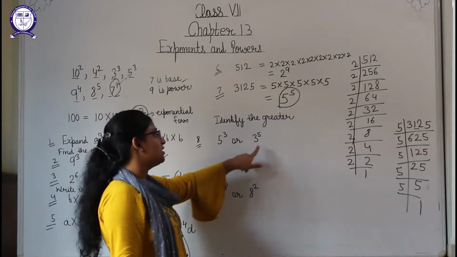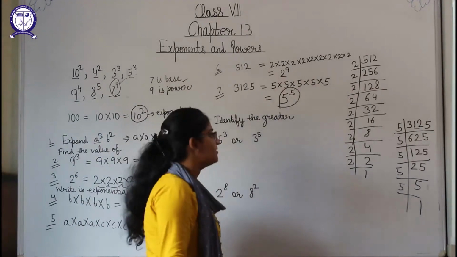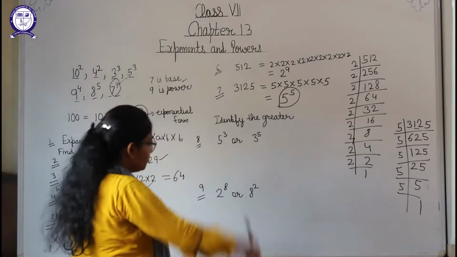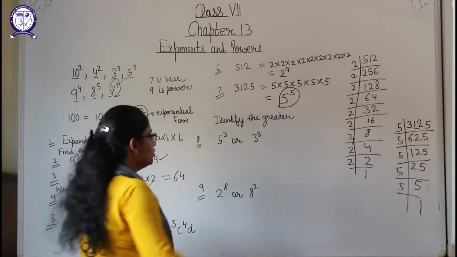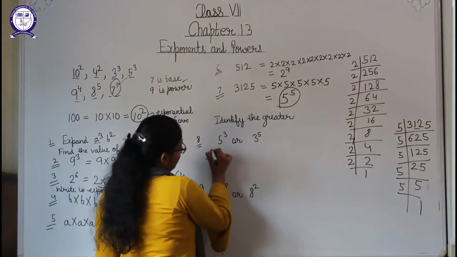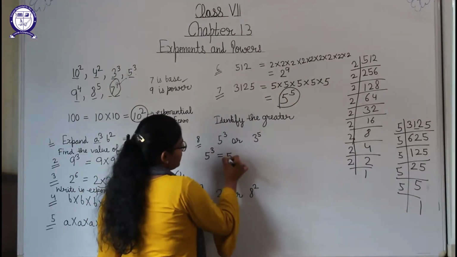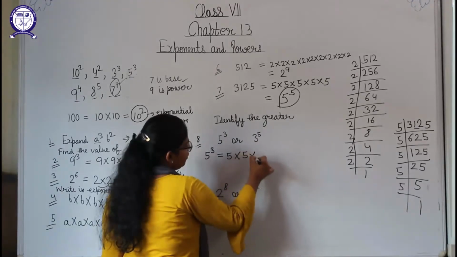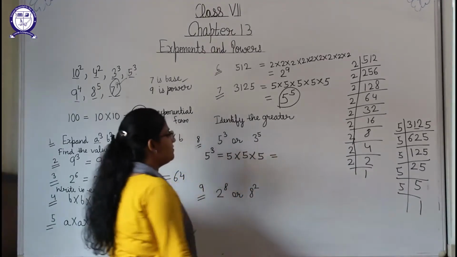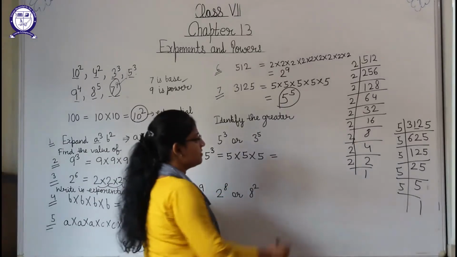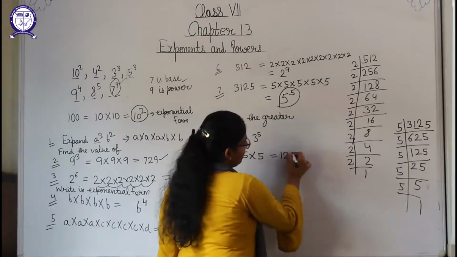Which is greater, 5 cube or 3 raised to the power 5? For that we have to calculate their values. First of all, we will calculate 5 raised to the power 3. 5 raised to the power 3 means 5 into 5 into 5. So 5 fives are 25, and 25 fives are 125.